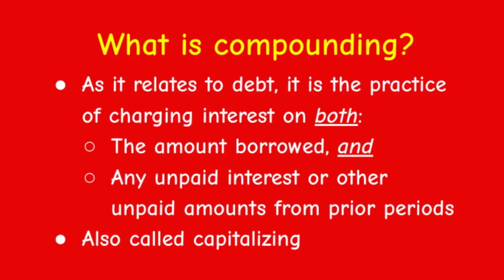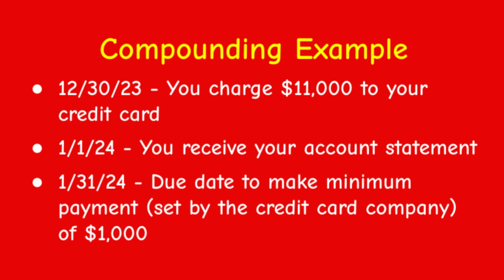Let's look at a basic example. Let's say that on December 30th, you charge $11,000 to your credit card. Let's also assume that your credit card company sends you an account statement on January 1st, telling you that you have until January 31st to make the minimum payment on your debt. Then you will incur 24% interest compounded monthly, or 2% for the month, on the outstanding amount.